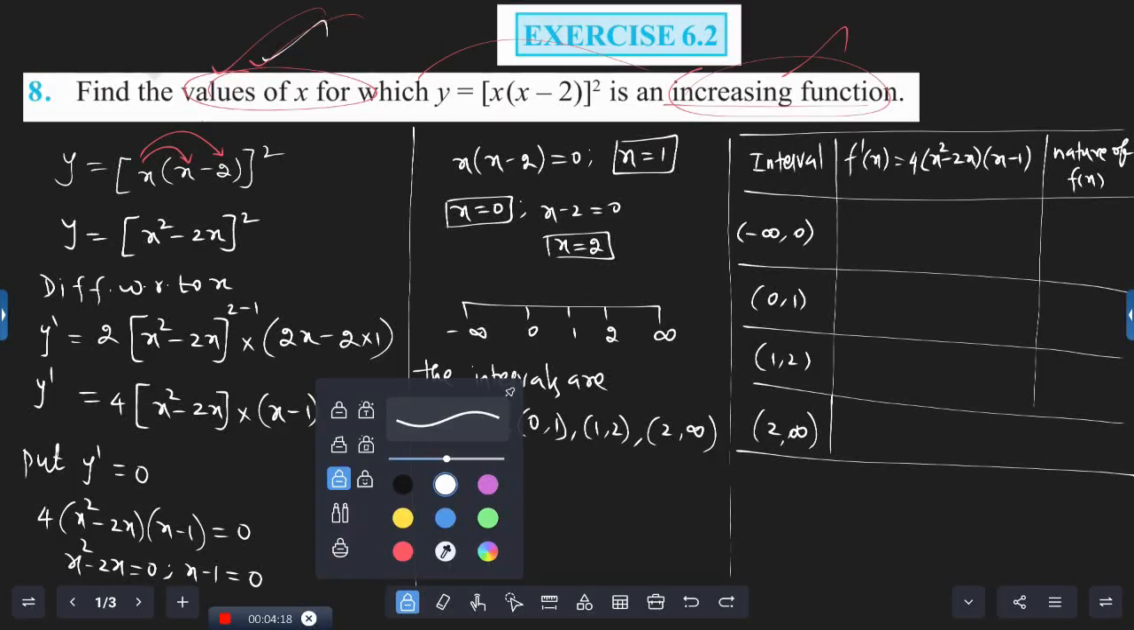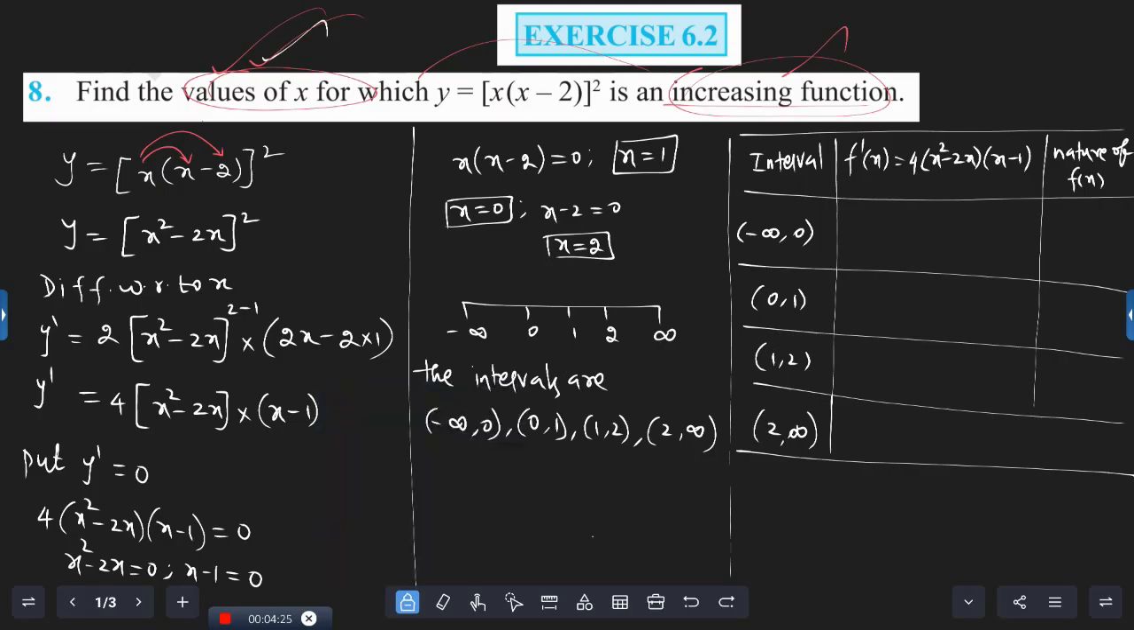Right. Let's check where it is increasing. In the first interval, minus infinity to 0, I will take minus 1. Minus 1 is the easy number here. So 4 into minus 1 squared plus 1, then minus into minus plus 2, you will be getting minus 1 and minus 2. So only one is negative, so it is decreasing. This is rejected. Decreasing we don't want, only increasing we need.